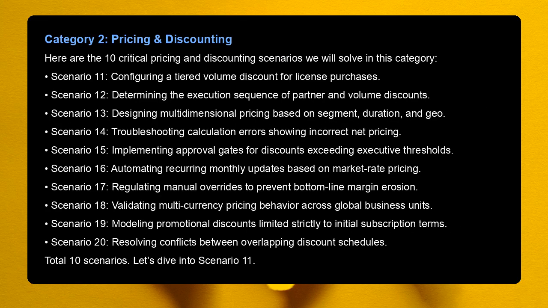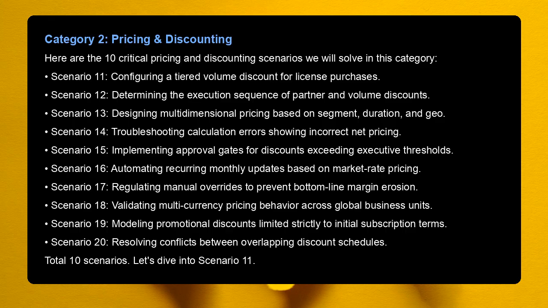Pricing and discounting. Here are the 10 critical pricing and discounting scenarios we will solve in this category. Scenario 11. Configuring a tiered volume discount for license purchases. Scenario 12. Determining the execution sequence of partner and volume discounts. Scenario 13. Designing multidimensional pricing based on segment, duration, and geo. Scenario 14. Troubleshooting calculation errors showing incorrect net pricing. Scenario 15. Implementing approval gates for discounts exceeding executive thresholds.